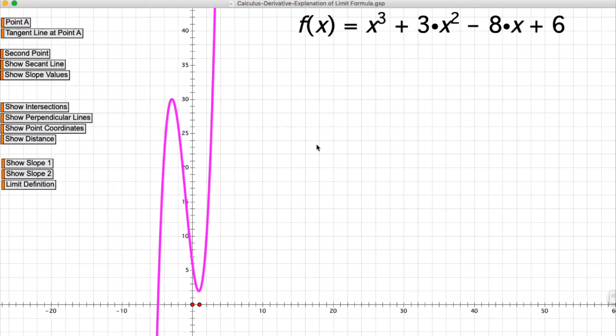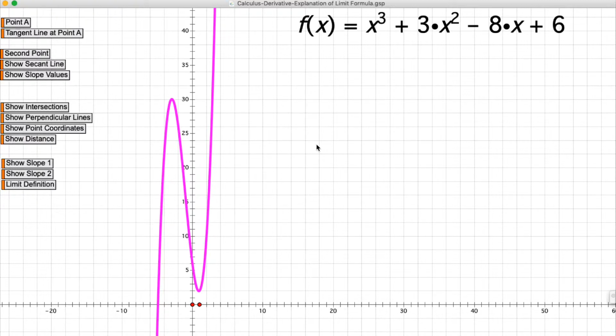One of the most difficult concepts and topics for students in pre-calculus or calculus is the limit definition of a derivative. How do we come to this seemingly magical formula that gives us all this information? Well, first we start by looking at the definition of tangent and secant.